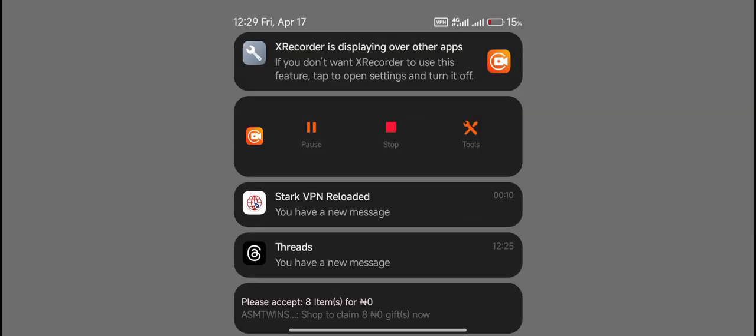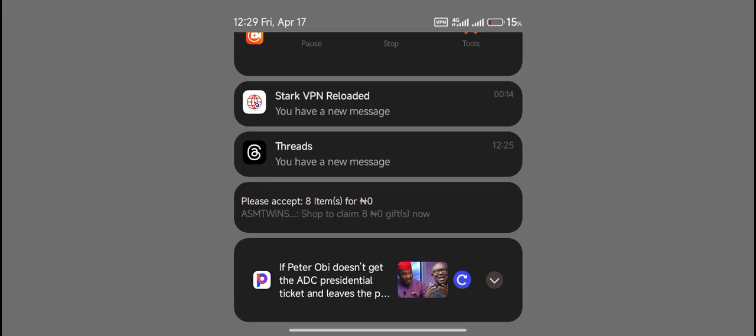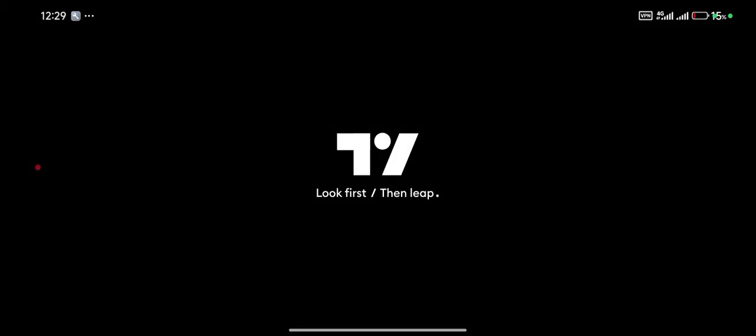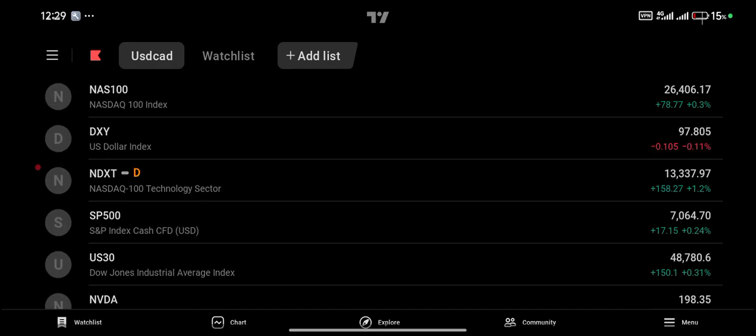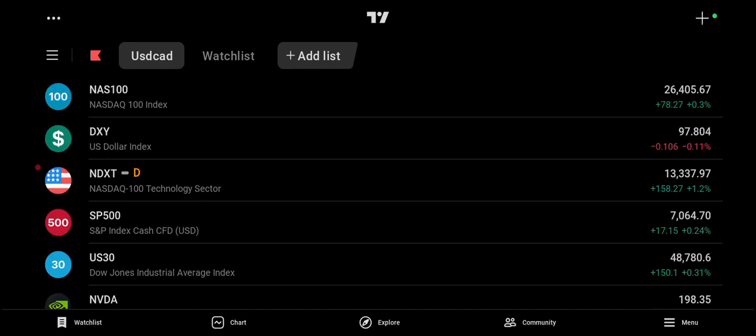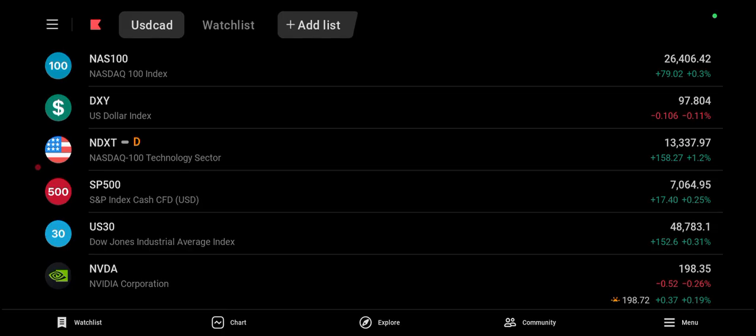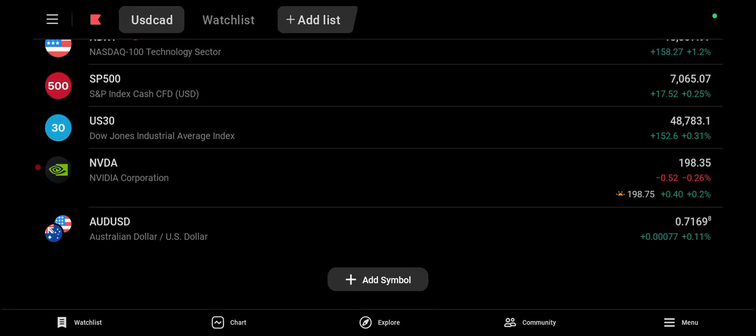So today we are still buying. We are buying NAS. We are buying US 30, AUD, S&P 500, and all my pairs, which are the indices. You can see DXY is currently still coming down.